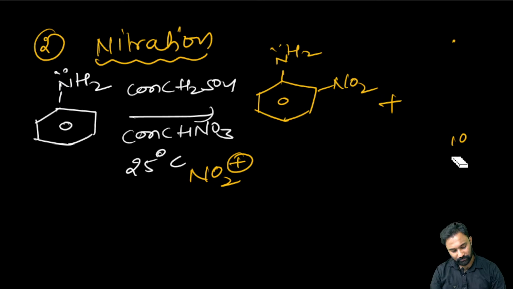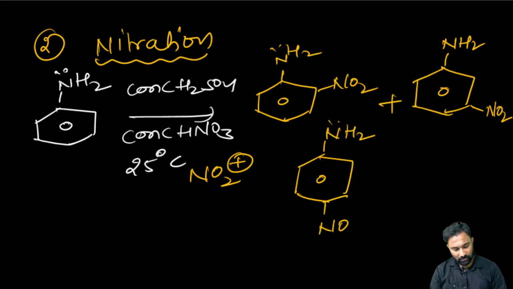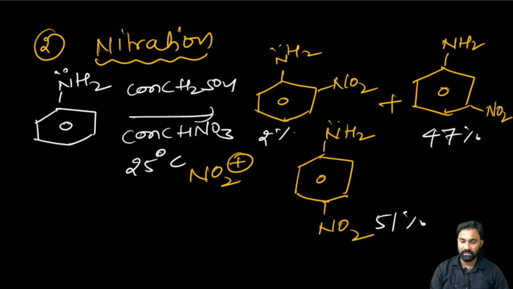the products we will get here are three. One is ortho-nitroaniline, the second is meta-nitroaniline, and the third is para-nitroaniline. Ortho-nitroaniline is 51%, the major one, then meta-nitroaniline is 47%, and this one gives you 2%. Sorry, para-nitroaniline is 51%.